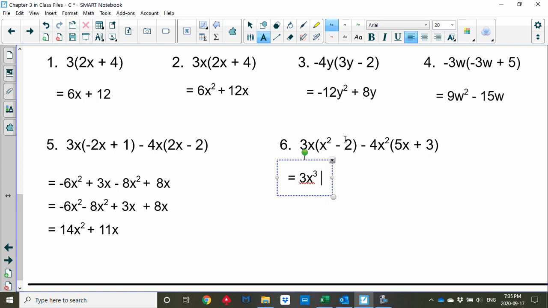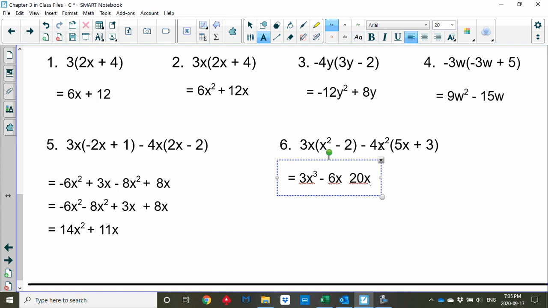3 times 2 is 6, and X times nothing is an X. You're a positive, you stay, and you stay. So there's the first one. We go to our next bracket. 4 times 5 is 20 of these X cubes.